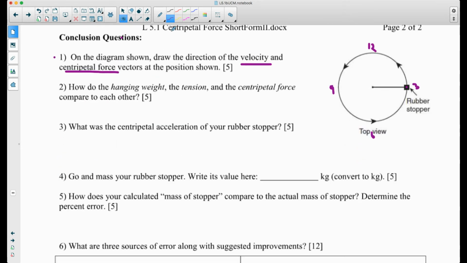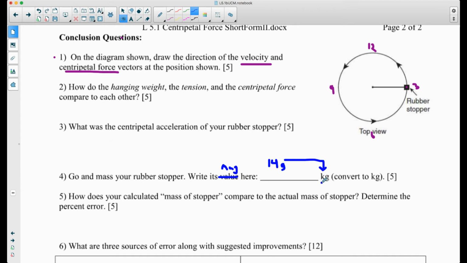Number 4, go and mass your rubber stopper. Write its magnitude here. The magnitude of the rubber stopper is approximately 14 grams. So just put 14 grams, and you then have to convert this to kilograms. By the way, this was a mistake that some people made on the quiz. You got a small penalty for it. When you run that Fc equation, Fc equals mv squared over r, or mac, that mass comes out in kilograms.